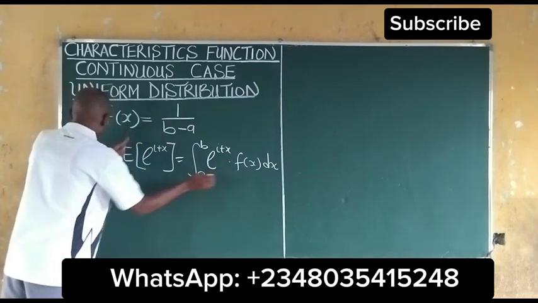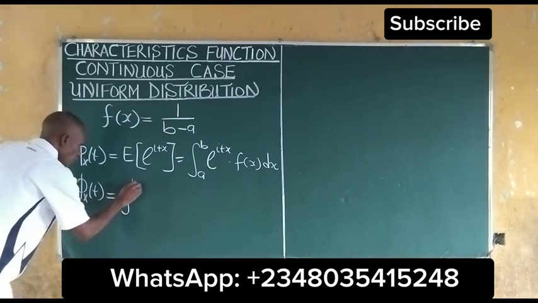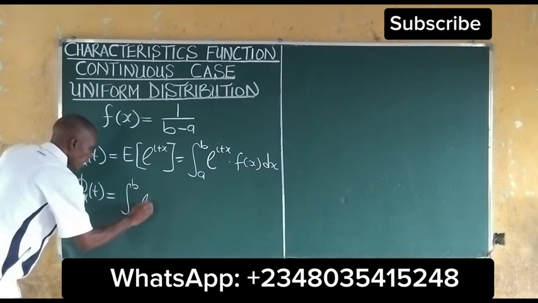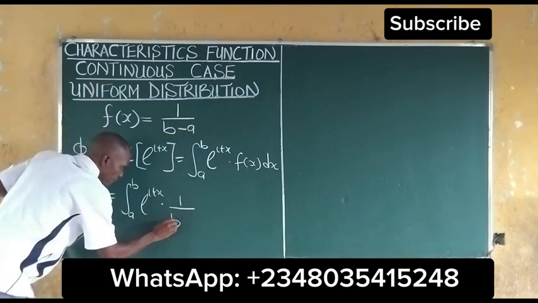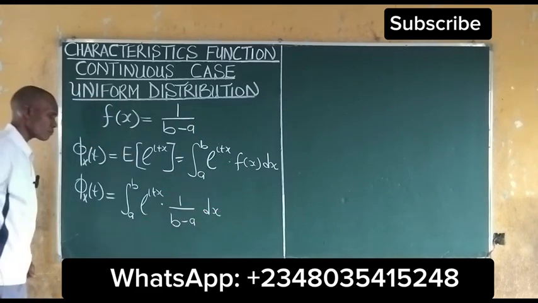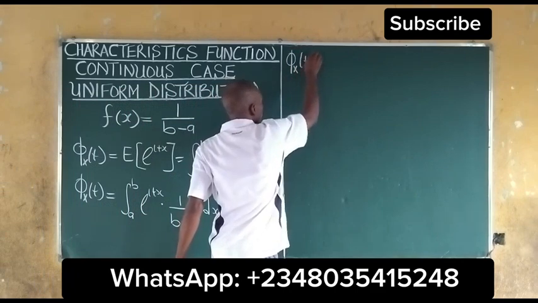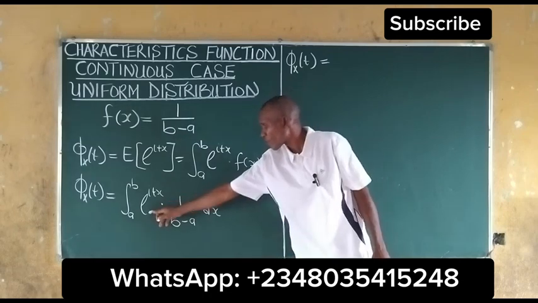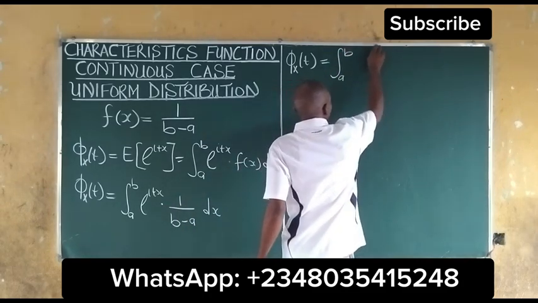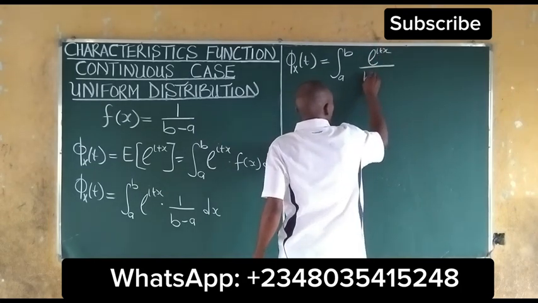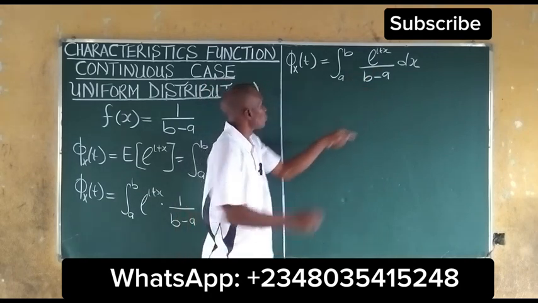So, substituting the PDF into the characteristic function, we have our characteristic function equal to the integral from a to b of e to the power itx multiplied by the PDF, which is 1 over b minus a, then dx. Of course, this will multiply this, so we move it over to this side and write our characteristic function to be equal to the integral from a to b of e to the power itx all over b minus a dx. Of course, if we integrate the whole of this function, we'll have something like this.